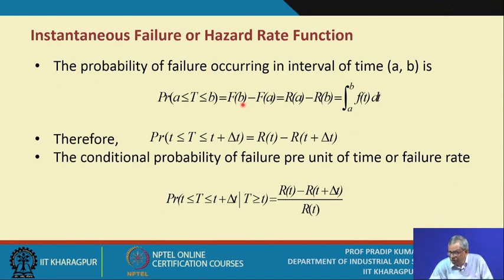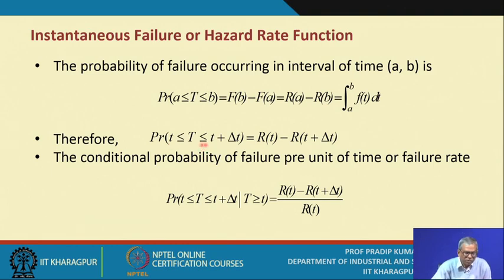So this is F(B), the cumulative distribution function up to B, minus the cumulative distribution function up to A. So this is R(A) minus R(B). You just refer to the relationship between the cumulative distribution function and the reliability function. So obviously it will be the integral from A to B of f(t) dt. This is very clear, as I'm just following the fundamental principles.